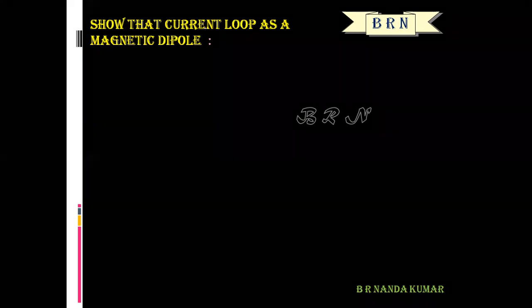So, the first topic is how a current loop behaves like a magnetic dipole. This topic is very important for 3 marks. Show that the current loop is a magnetic dipole.